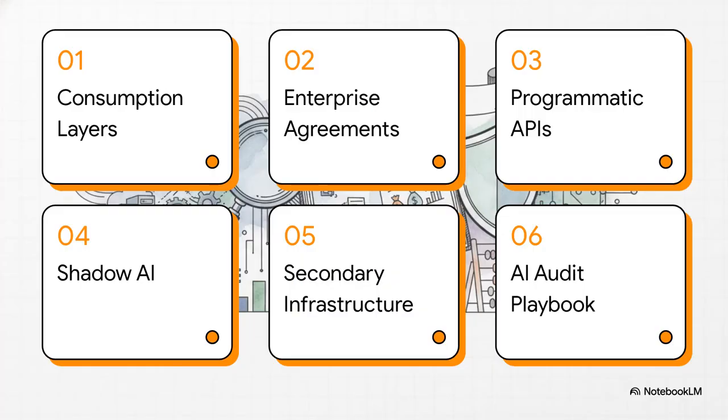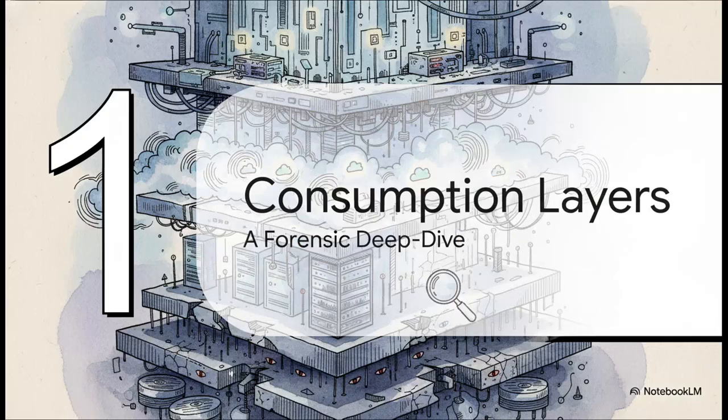Here's our syllabus for today. We're going to cover 6 key areas: the 3 layers of consumption, enterprise agreements, programmatic APIs, shadow AI, the hidden trap of secondary infrastructure, and finally, the AI audit playbook. Let's get to it. Section 1, the 3 layers of consumption, a forensic deep dive.